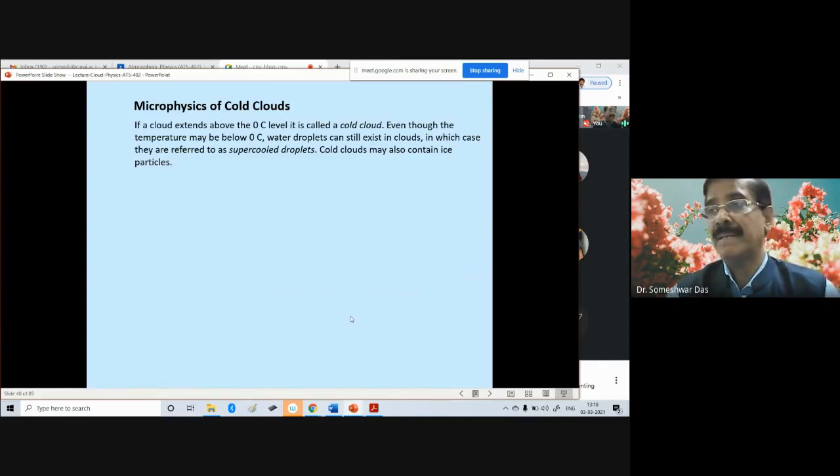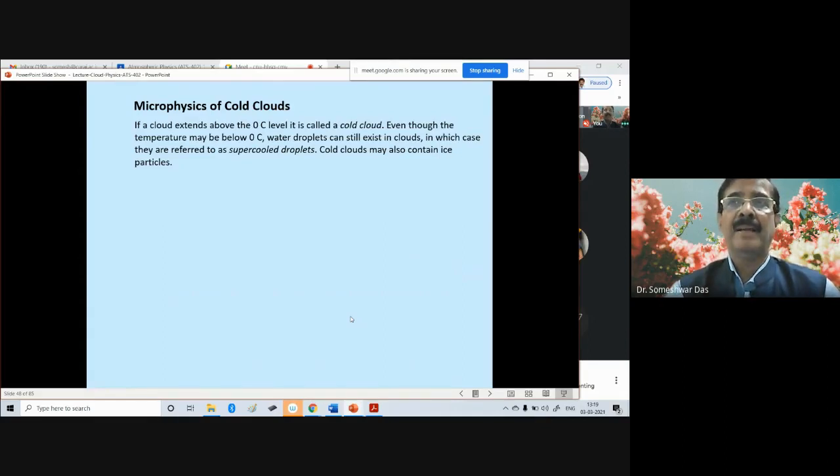But beyond that, if the temperature drops beyond that, there is a spontaneous nucleation. That means the water droplets at such a low temperature are generally called the supercooled water droplets. So if the temperature falls further beyond minus 40 degrees centigrade, then generally there is a spontaneous nucleation. Immediately that will turn into ice crystal.